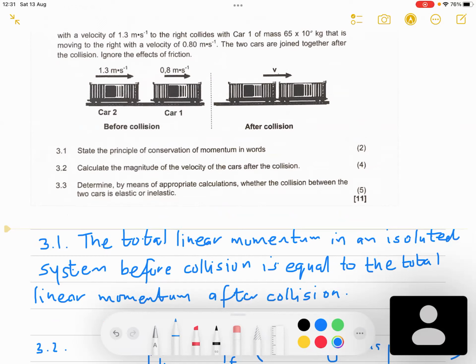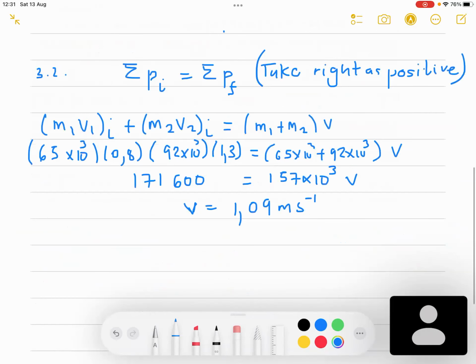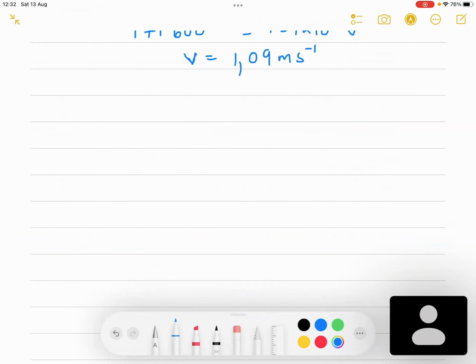So now we have to go to our theory. How can we determine if it's elastic or inelastic? How would we know that? If it was an elastic collision, then the total energy before will equal the energy after, in our case the kinetic energy. So if the initial kinetic energy is equal to the final kinetic energy, we have an elastic collision. If they are different, then it's an inelastic collision. So that's the way to calculate it.